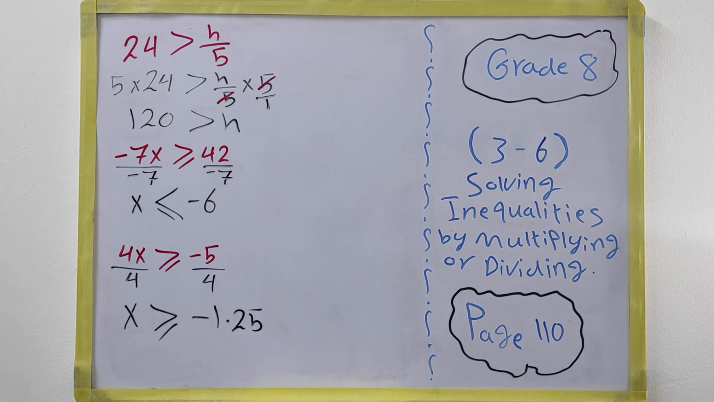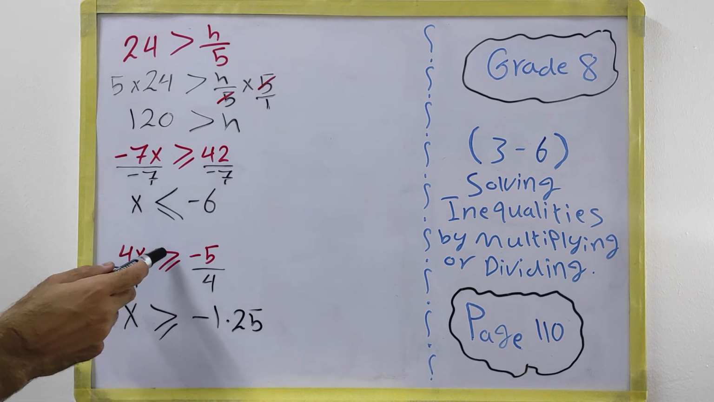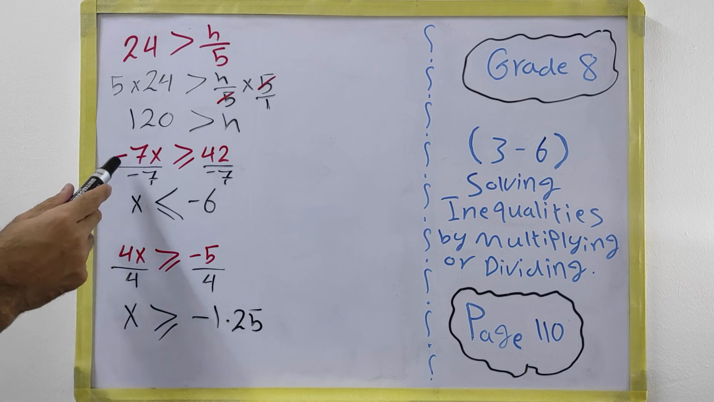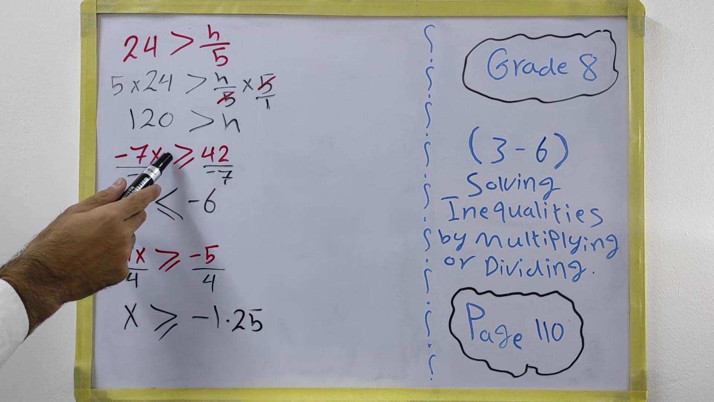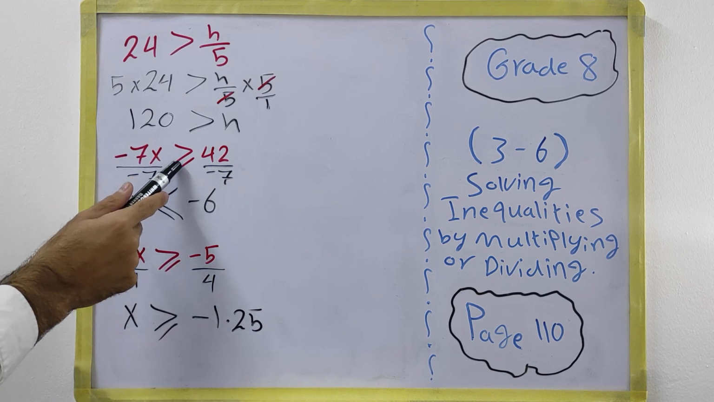Whenever we multiply or divide by a positive number, the sign stays the same. Whenever we multiply or divide by a negative number, the sign will change.